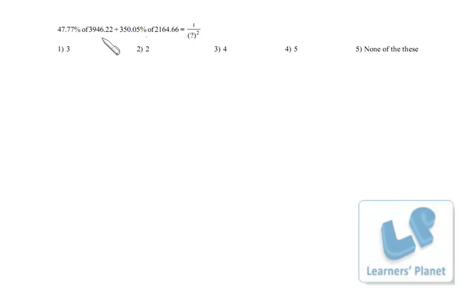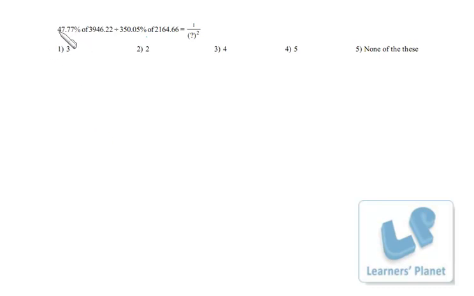Now this: 47.77% of 3946, okay, what I do is I write this to be, see, ultimately you have to find out x square. So x is 3245. So precisely if I remove the square, our calculation must be 9, 4, 16 and 25. So options are very far from each other. Okay, so you can go for approximation easily.